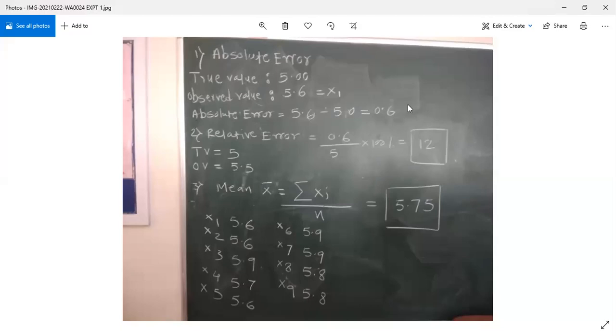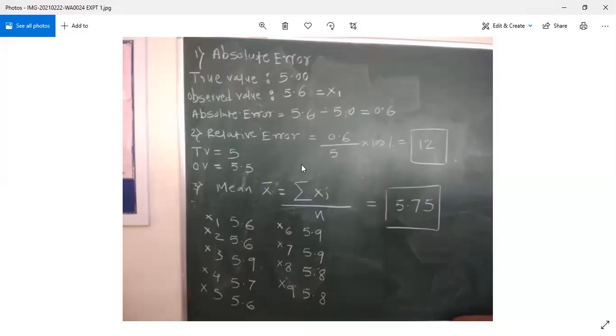Okay, now we have to calculate relative error. It is equal to absolute error divided by true value, into 100. Relative error is always in percentage, so you multiply by 100. So 0.6 divided by 5 into 100 gives 12%. Relative error is absolute error divided by true value into 100, that is 12%.